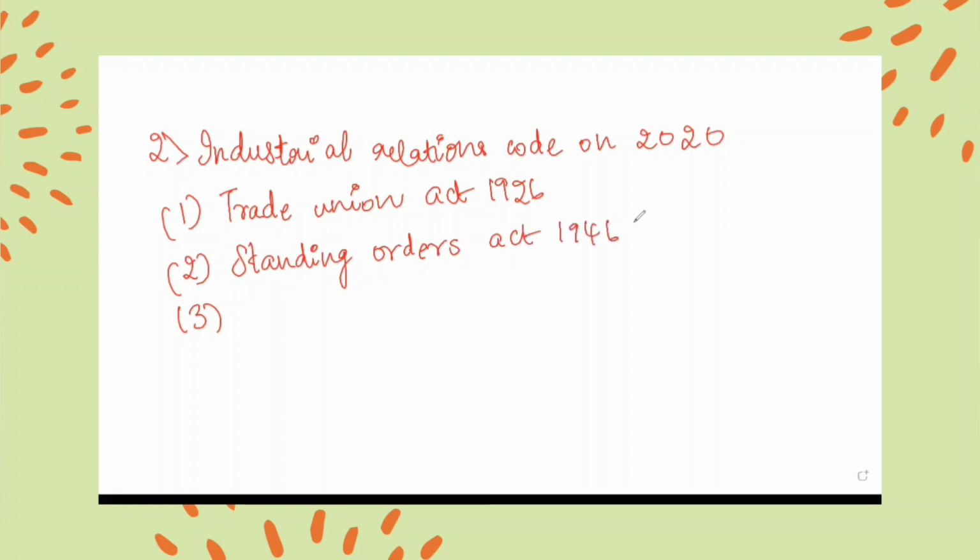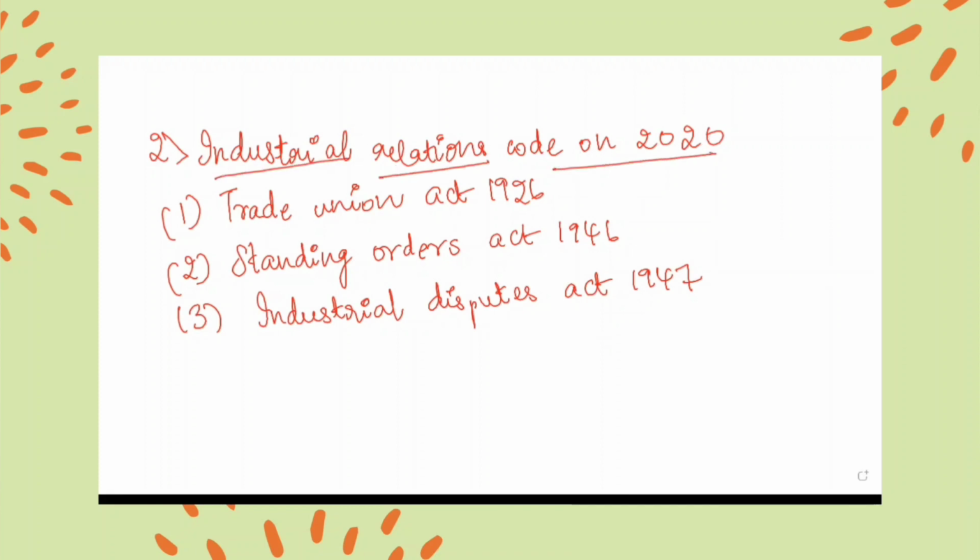The third one is that, once the first two steps are done and you get into any dispute or any affairs of the company, you can refer to the Industrial Disputes Act of 1947 after establishing your trade union. So the third point is the Industrial Disputes Act 1947. Only these three acts come under the Industrial Relations Code 2020.